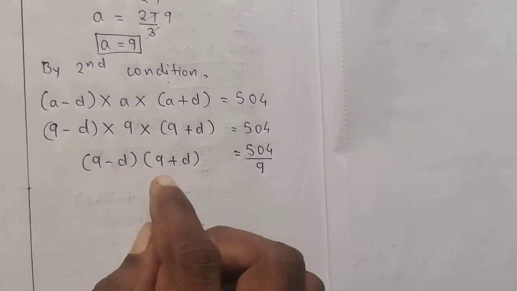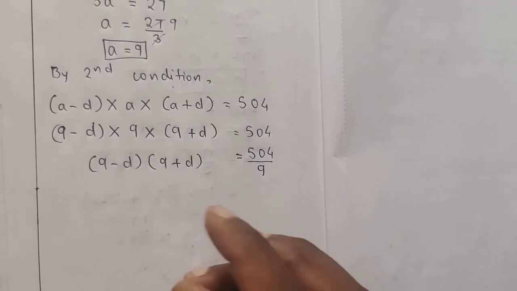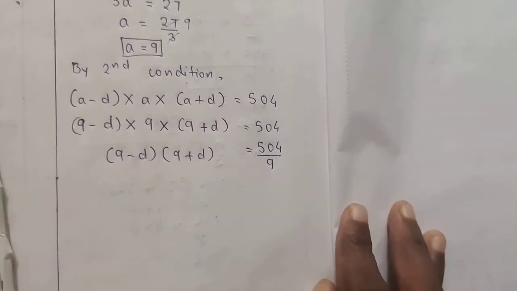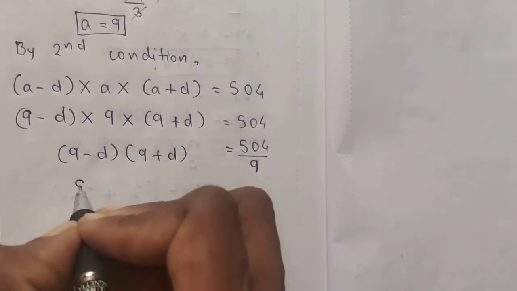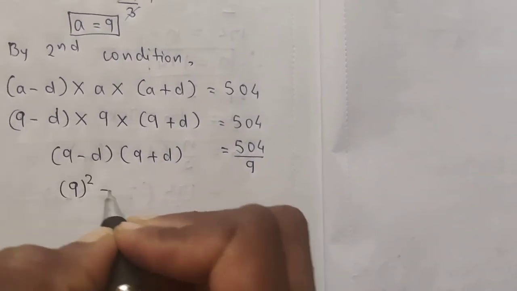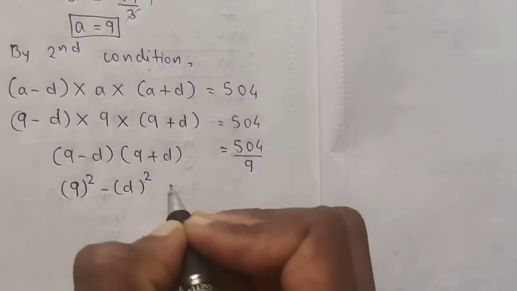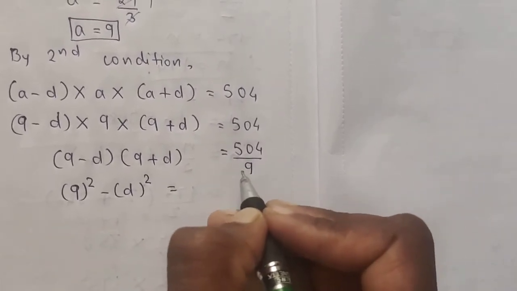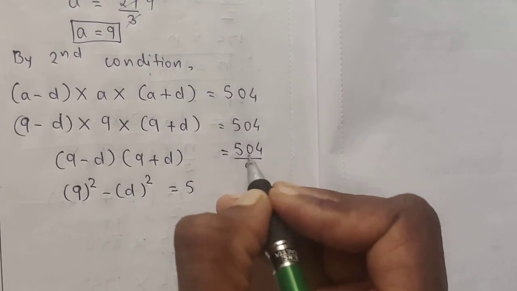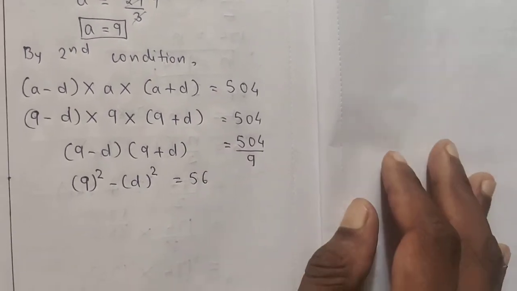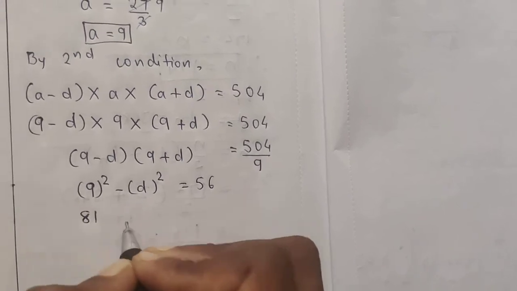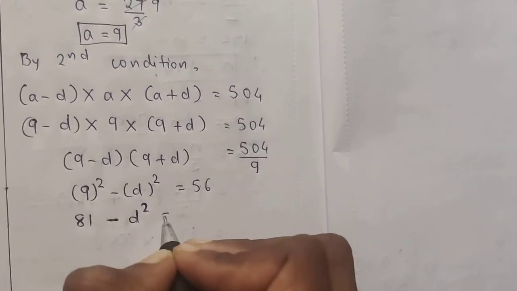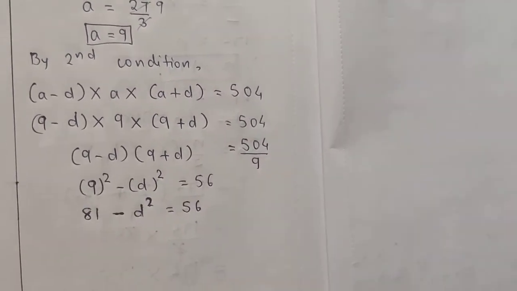So here we are going to use a minus b, a plus b formula. And what is the formula of a minus b, a plus b? A square minus b square. So here we are going to get 9 square minus d square. And here we have to do cancellation. So 9 5s are 45, 5 is remaining, 9 6s are 54. Okay, now let us simplify this. Square of 9 is 81. So 81 minus d square equals to 56.